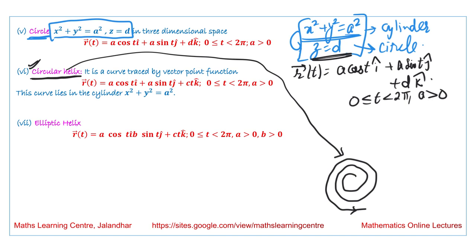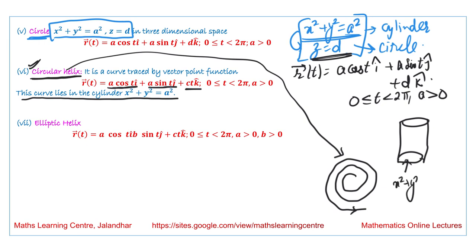So the parametric equation we have is a cos t i cap plus a sin t j cap plus c t k cap. And we are saying that this curve lies on the cylinder x square plus y square is equal to a square. So we have a cylinder here, and the equation of this cylinder is x square plus y square is equal to a square, and this circular helix means that we are moving like this on the surface of this cylinder. So the equation of this circular helix in parametric form is this, and it is lying on this cylinder.